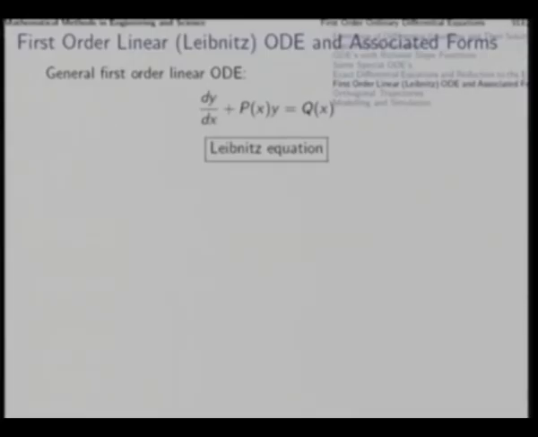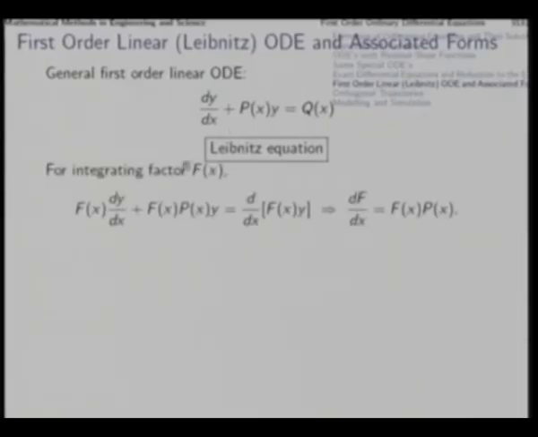We look for an integrating factor with which to multiply this side, so that this side turns out to be exactly the derivative of something. Suppose that something which we are looking for is f of x. So we multiply this left side with f of x, and say f(x) dy/dx plus f(x) p(x) y. This we want as the derivative of something.